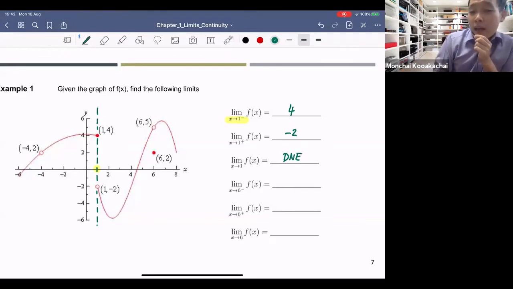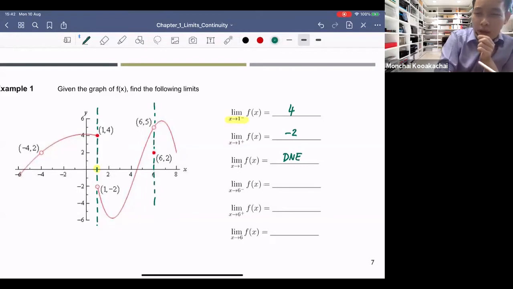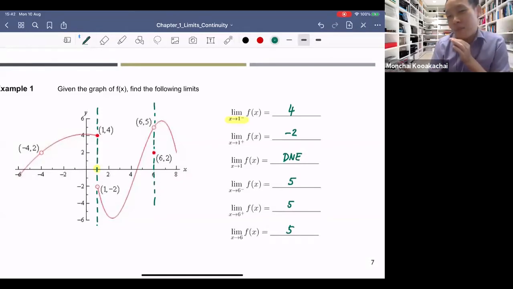All right. Now let's look at 0. Oh no, not 0, 6. Number 6. All right. So when x approaches 6 here, from the left you get 5. From the right you get 5. Everyone gets 5. Okay, good. The same answer. Because the left-hand limit and the right-hand limit are equal to each other, we're going to say this is 5.